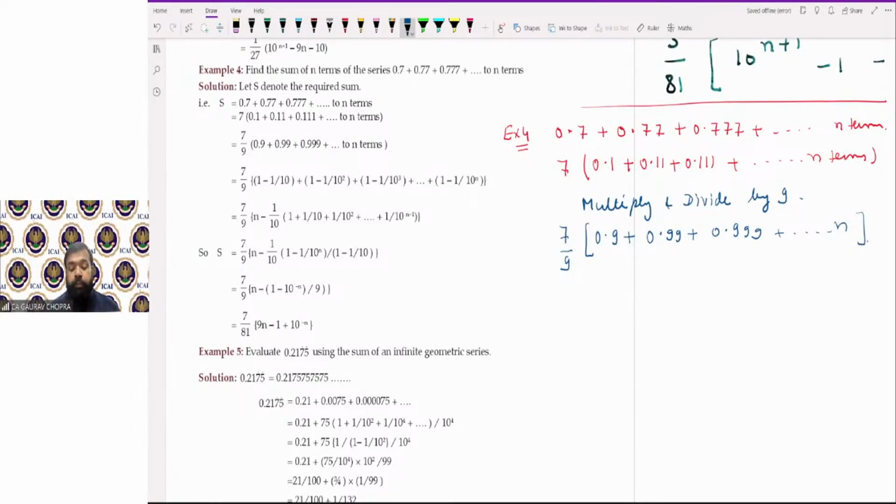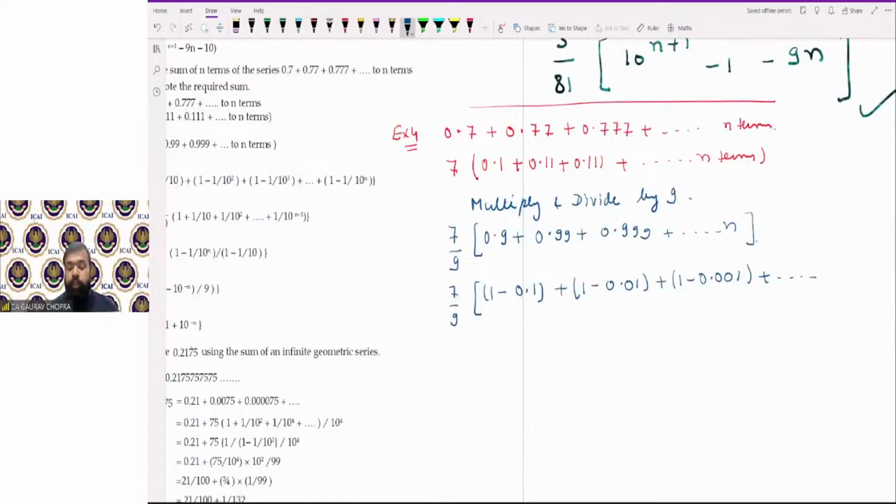नाउ नेक्स्ट स्टेप में हम क्या लिखेंगे, 0.9 कैन बी रिटन एज, कैसे लिखेंगे उसको, लेट्स राइट दिस डाउन. 1 minus 0.1 then 1 minus 0.01 then 1 minus 0.001 and so on up to n terms. Up to n terms. Now we can split this into two parts, 7 by 9.